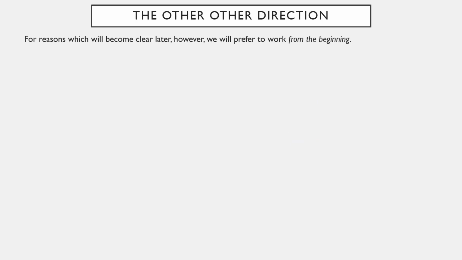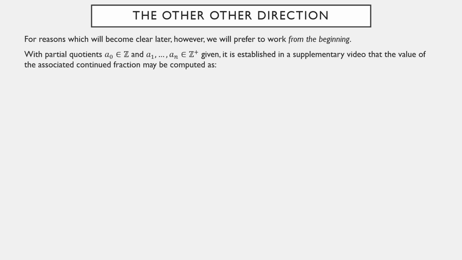Now, for reasons which will become clear later, we don't actually want to compute these things by starting with the last term and working back towards the first. What we want to do is start at the beginning and work forward. So suppose the partial quotients are given by a_0, which can be any integer, possibly negative, but after that, a_1 through a_n are all positive integers.